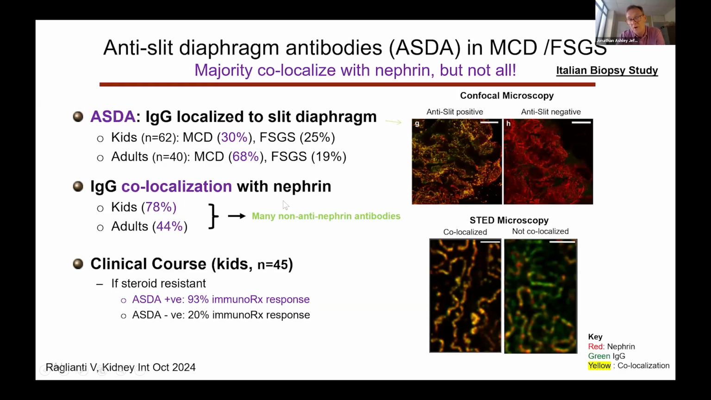But when they looked for co-localization with nephrin, they found about 80% of children had co-localization in this group. So again, the majority were consistent with anti-nephrin antibodies, but in adults, only 44% co-localized, again suggesting that there may be other non-anti-nephrin antibodies associated with minimal change disease in adults.